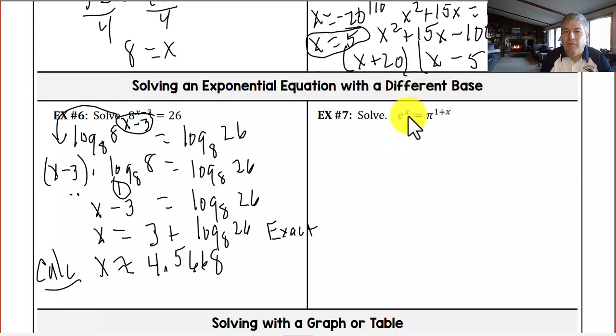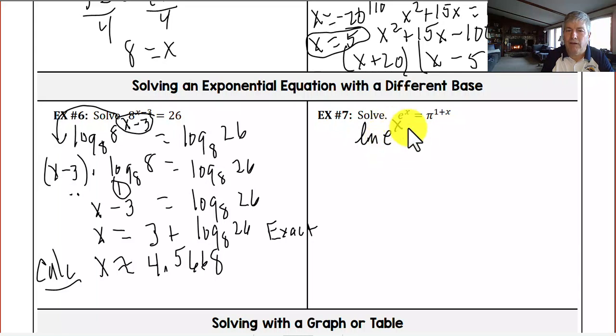In example 7, we'll do a similar thing. E and pi are two of our favorite irrationals. Because we have e, though, I'm going to use the natural log. Certainly, you could do log base pi if you wanted to, but I'm going to do the natural log here, and that's going to be the inverse operation of e. So I natural log both sides and bring that x down in front. So we'll show that work.